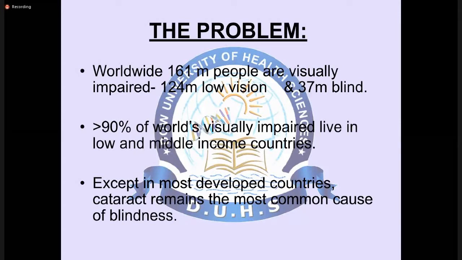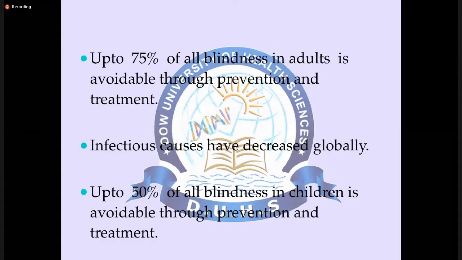Worldwide, 161 million people are visually impaired. Greater than 90% of the world's visually impaired live in low and middle income countries. Except in most developed countries, cataract remains the most common cause of blindness, and cataract is very much preventable. Up to 75% of all blindness in adults is avoidable through prevention and treatment. Infectious causes have decreased globally. Up to 50% of all blindness in children is avoidable through prevention and treatment.